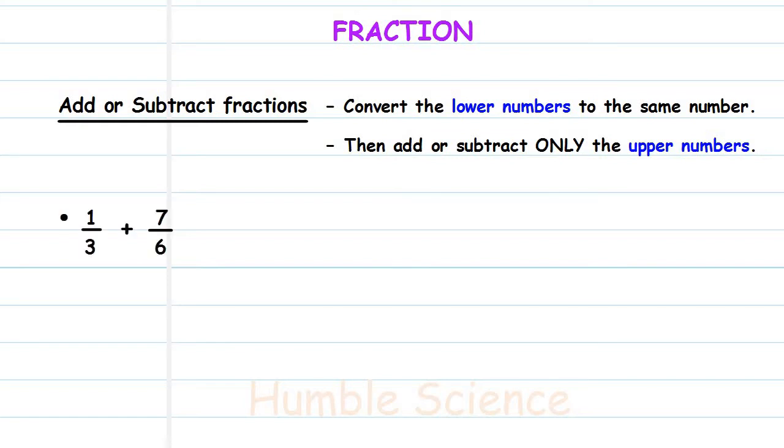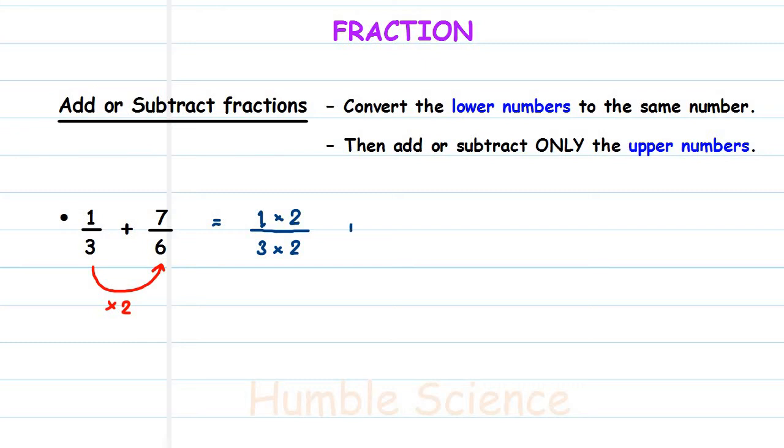Let's say we have 1/3 plus 7/6. The first step is to convert the lower numbers into the same number. And here we have 3 and 6. 3 can be converted to 6 pretty easily by multiplying by 2. So we will convert all the lower numbers into 6, and for the first term, 3 has to multiply 2. So we will multiply the top part by 2 as well.